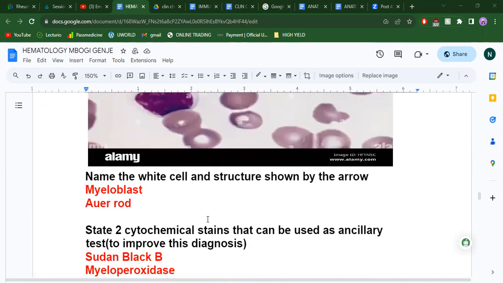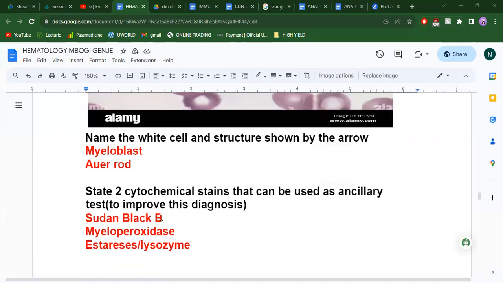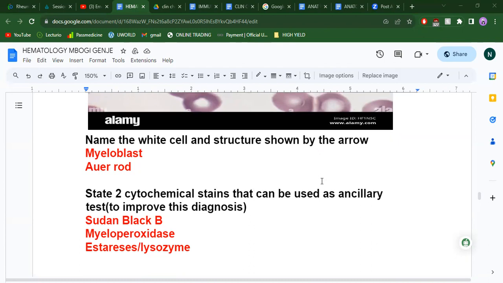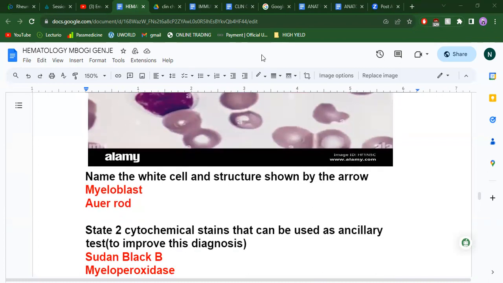State two cytochemical stains that can be used as an ancillary test or to improve the diagnosis. So we have Sudan Black B, myeloperoxidase, and esterases. You remember the table I had shown you, where these are the positive ones, and then the periodic acid-Schiff was positive for ALL.